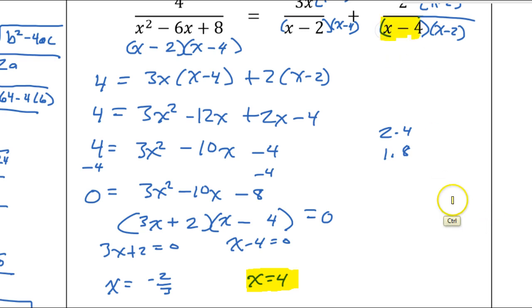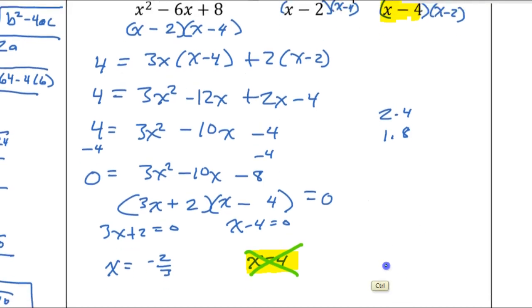Right. Look at this factor right here, x minus 4. If x were allowed to be 4, that would make 0. Can't divide by 0. So this x equals 4, that's extraneous. So do not put that down as one of your solutions on test day.